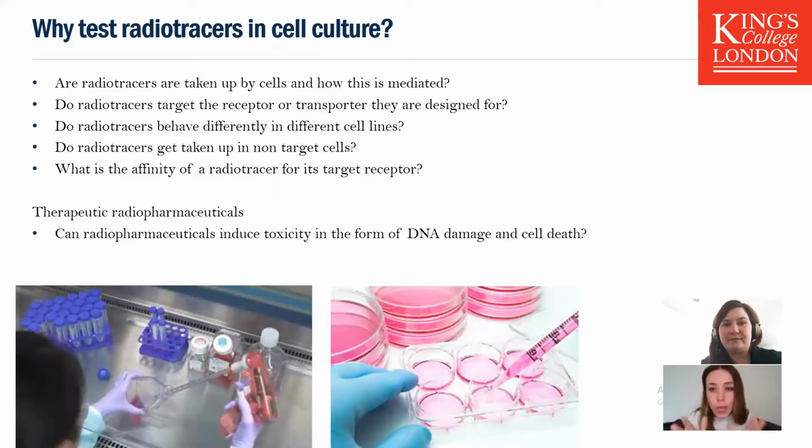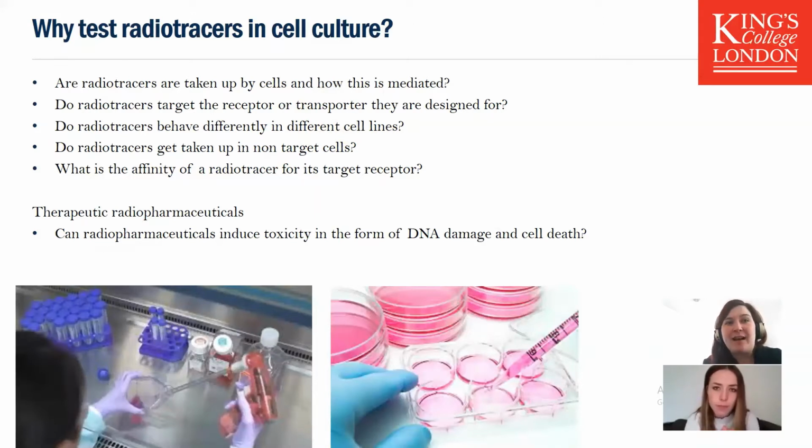Cell culture is growing well-characterized cells, either murine or human, either as a single layer or in suspension, in a controlled environment. With this level of control, it is possible to design experiments that allow you to understand how radiotracers interact with cells and specific receptors or transporters on their surface. This allows us to answer questions such as, are radiotracers taken up by cells and how is this mediated?